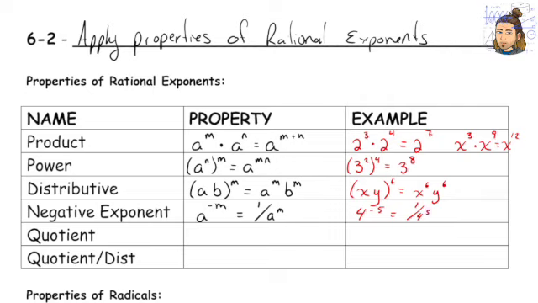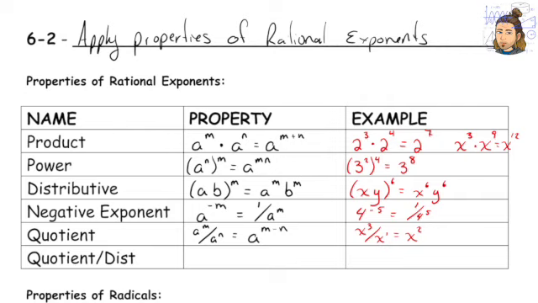All right. We have the quotient property, which says that if we are dividing two exponents, so we have a to the m over a to the n, we're going to subtract those exponents, a to the m minus n. As an example here, we can take a look at x to the third divided by x to the 1. This would equal x squared, because you've got 3 minus 1.